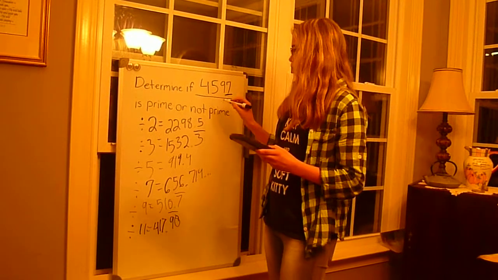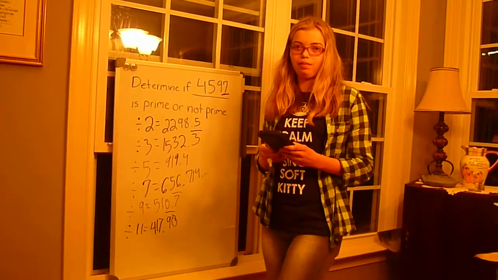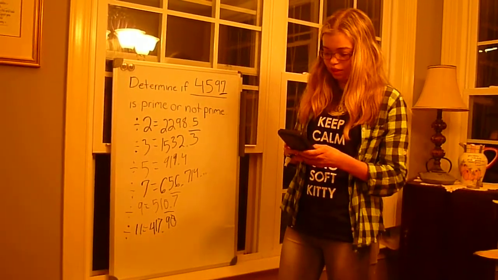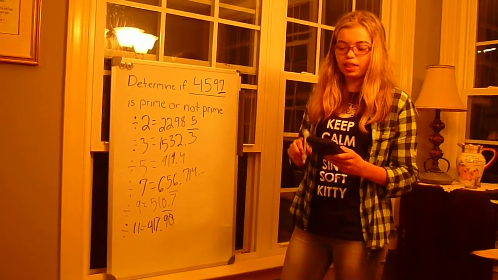This is when we can determine that 4,597 is a prime number. Because if you divide it by 68, you go below 68, you will get 67.60 and more numbers.